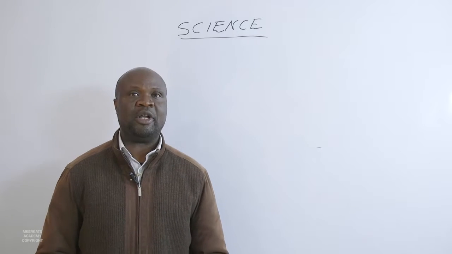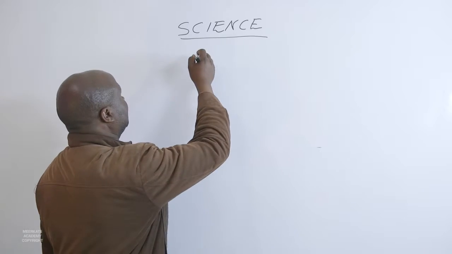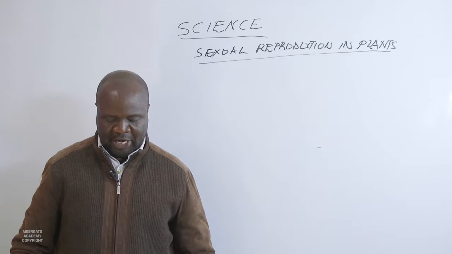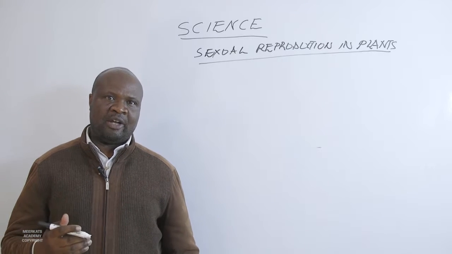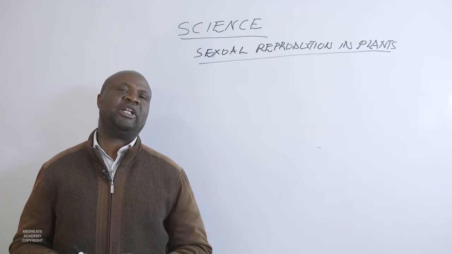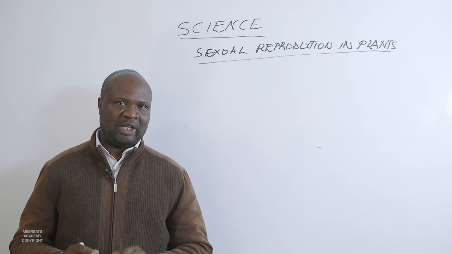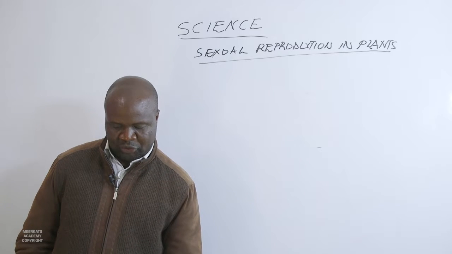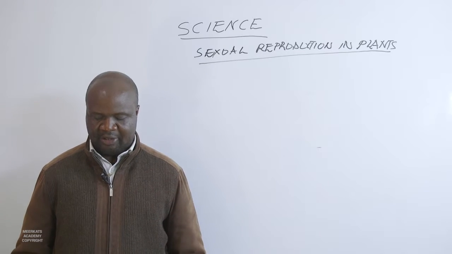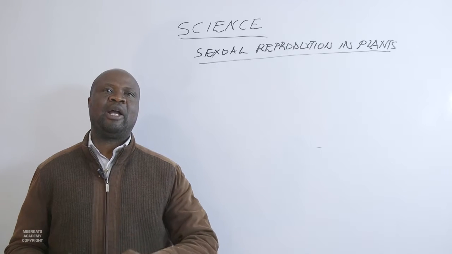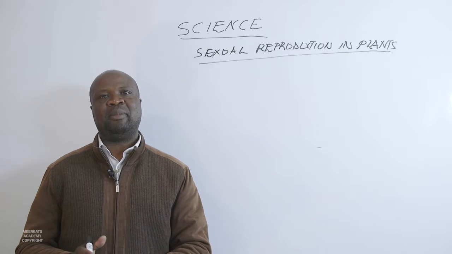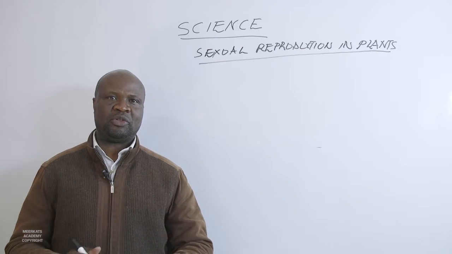When we were still on sexual reproduction in plants, we came across the term pollination. When we were talking about pollination, we covered two types. We mentioned the first type being self-pollination, whereby pollination takes place within a flower. A flower itself has the male part and the female part, and pollination happens.